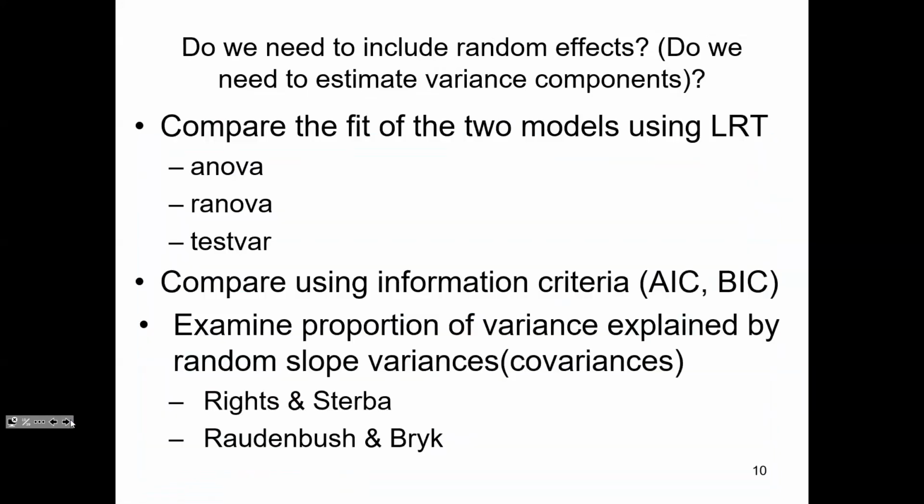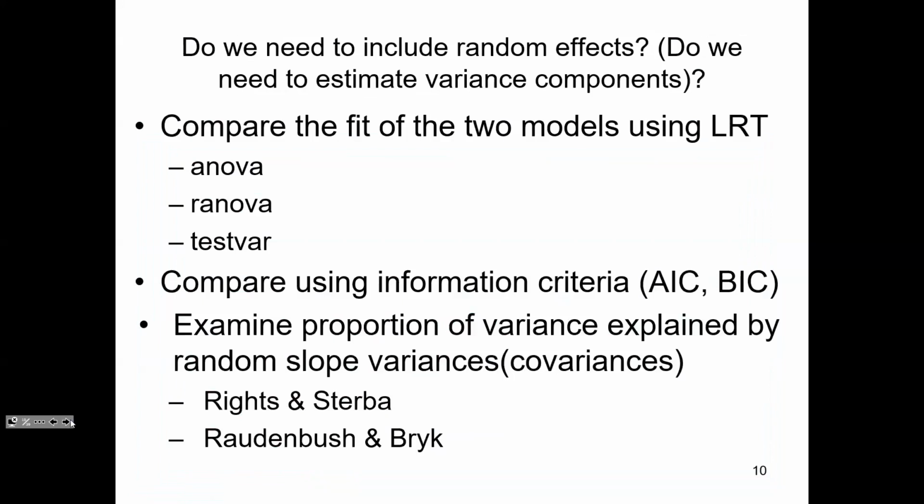So model fit is a lot messier in multi-level modeling. It's really messy in SEM too, but it's obviously more messy in multi-level modeling. Okay, so back to the question that I posed last week: do we need to include this random effect in my model? Do I need this randomly varying slope or not? Do I need to estimate these variance components?